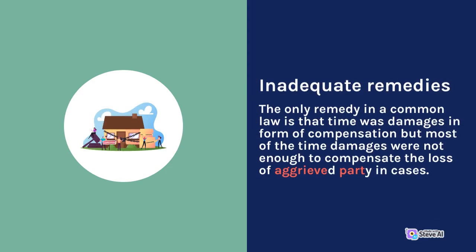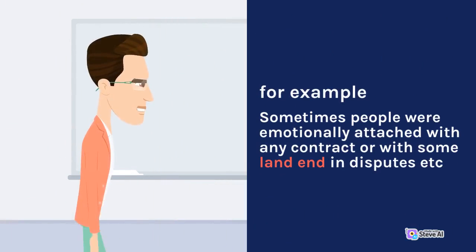Inadequate remedies. The only remedy in common law at that time was damages in the form of compensation, but most of the time damages were not enough to compensate the loss of the aggrieved party. For example, sometimes people were emotionally attached to a contract or some land and ended up in disputes.